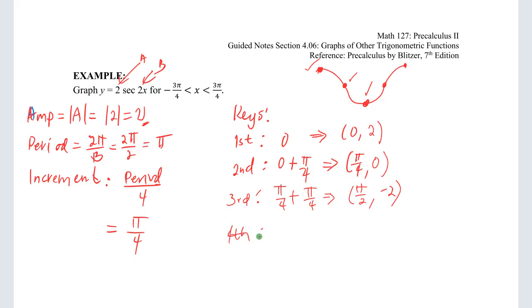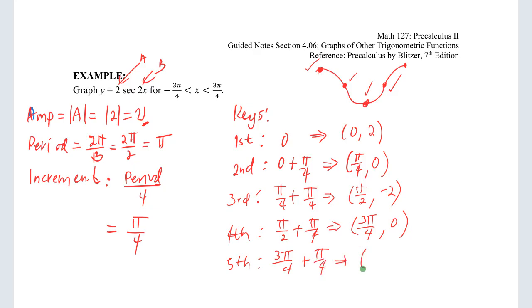Let's proceed with the fourth key point. So pi over 2 plus pi over 4 is equal to 3 pi over 4. And again, the point is at the midline, so that would be 0 for the y. And for the fifth point, this is 3 pi over 4 plus pi over 4, so we now have 4 pi over 4, which is simply pi. Then going up to the maximum value, which is 2. Now I'll proceed with the graphing.